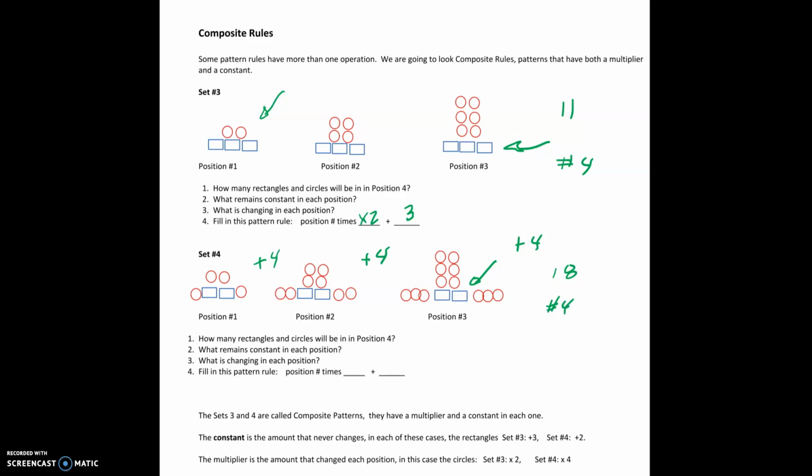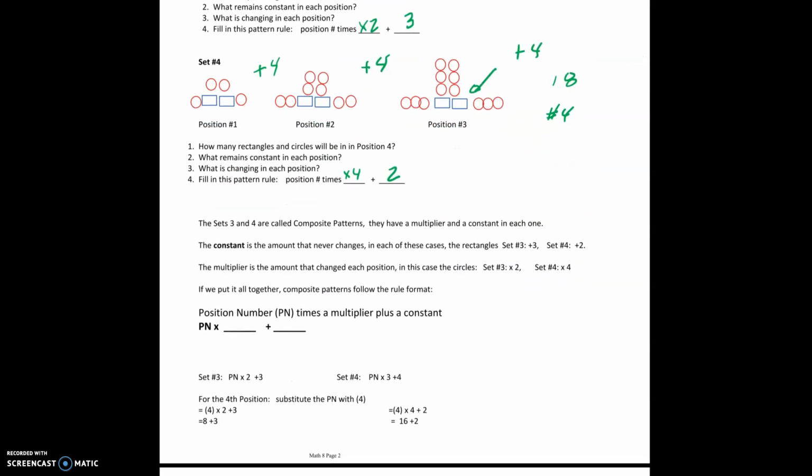Looking down at the position rule, well, what's changing each time by the same amount? We are multiplying the position number by 4, and then we are adding those 2 rectangles in at the end. So composite rules always are based on what changes and what's increasing or changing each time by the same amount. Scrolling on down through our page, a little bit of a review of what I've just covered. And so it's getting into, always with a composite rule, it's a position number times a multiplier and then a constant. Constant never changes. And we have our two examples there.